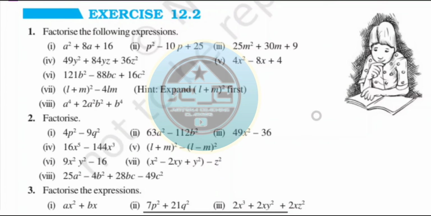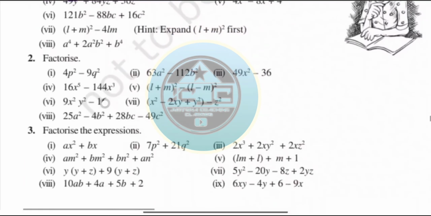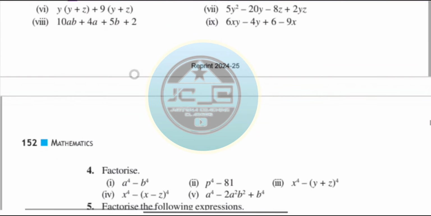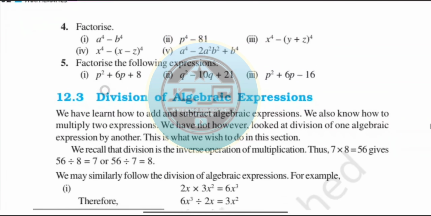Now specifically in this video we are going to answer all the questions of exercise 12.2. Now I can give you an idea of how we can solve these questions. What type of questions are there in exercise 12.2? Factorize the following expressions, question 1. The second one is also to factorize, the third one is also to factorize the expressions, the fourth one is also to factorize, and the fifth one is also to factorize.